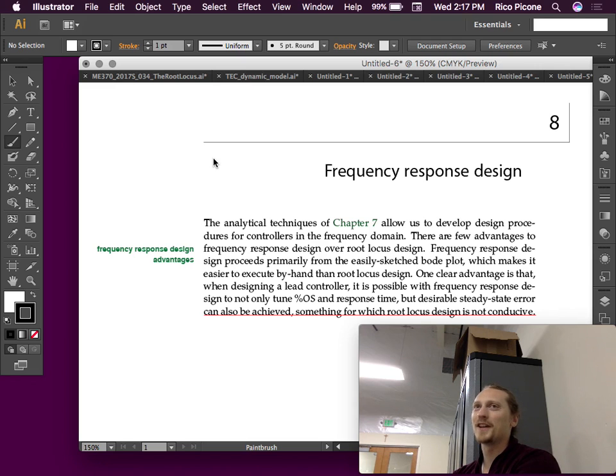So controller design is really an open thing. You can kind of do whatever you want. It isn't like you have to do it a certain way. But I like root locus better.